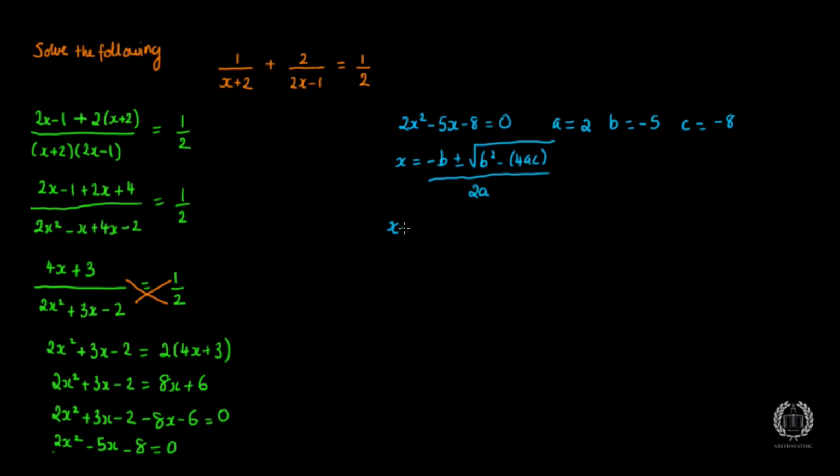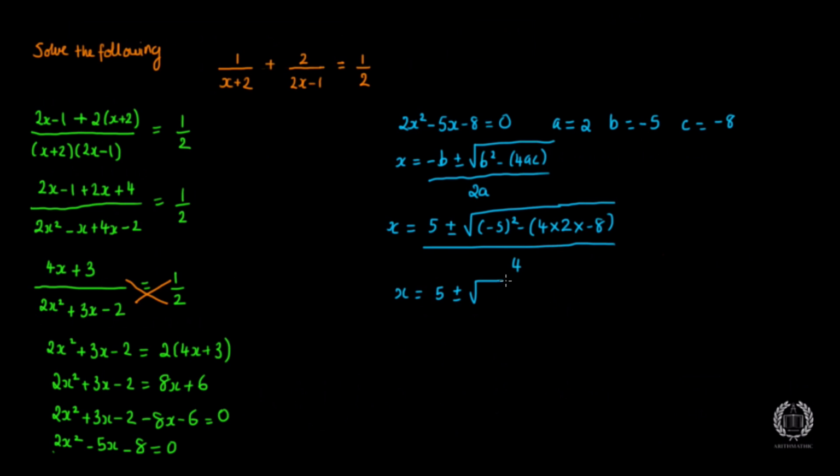If we put these values into this formula, minus 5 into minus b becomes positive 5, because two negatives cancel to become plus. So this is plus and minus the square root of minus 5 squared minus 4 times your a value, which is 2, times your c value, which is minus 8, over 2a, which is 2 times 2, 4. If we simplify this, 5 stays the same, plus and minus the square root of 25 minus, 4 times 2 is 8, 8 times minus 8 is minus 64, and that's over 4.